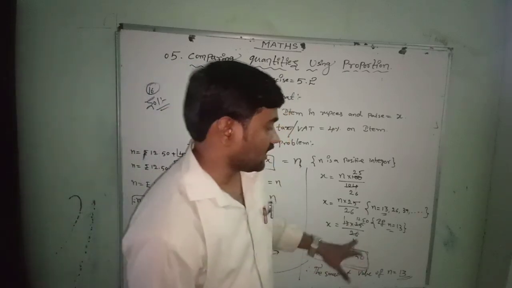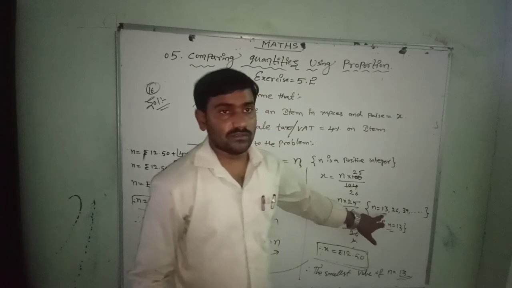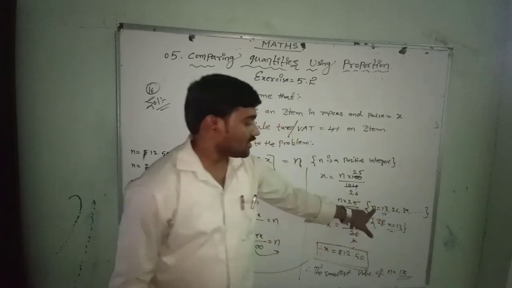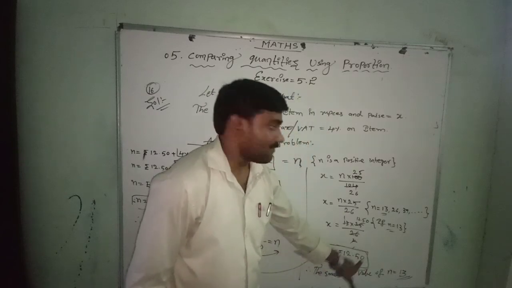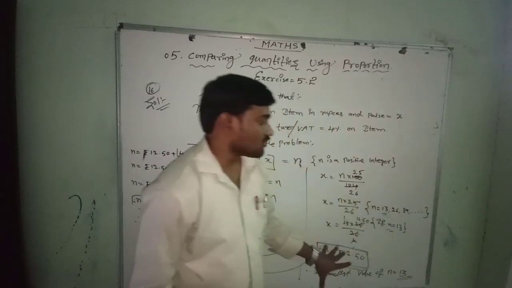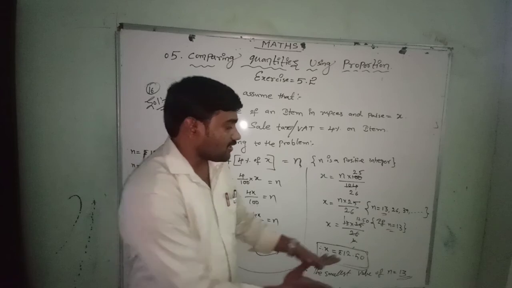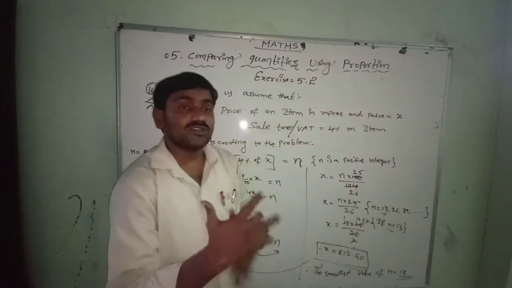Listen once again. Here we have to take the smallest value only, not 26 and 39. When you take the smallest value 13, then only you will get it in rupees and paisa. If you take 26 or 39, it does not come in rupees and paisa, that is why I took 13. Only if you take 13 does it come in rupees and paisa.